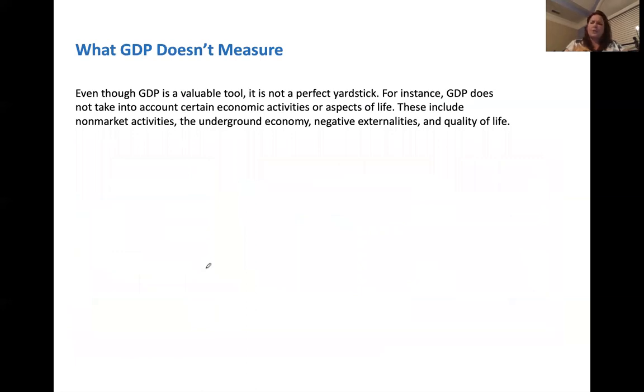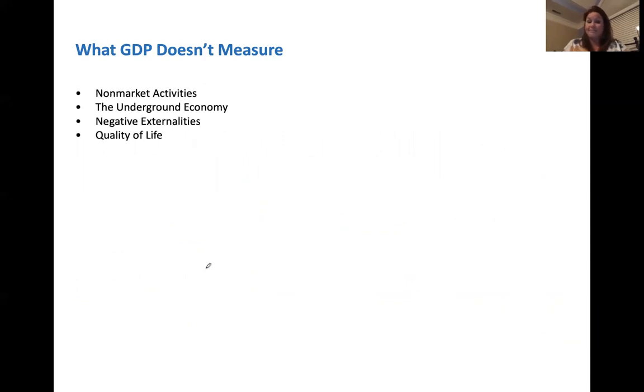GDP is a great tool. It's one of our leading indicators to see how the economy is doing. But just like anything, there's not one that is the magic carpet. It doesn't take into account certain activities, certain aspects of life, the underground economy, negative externalities, and it definitely doesn't take into account quality of life.